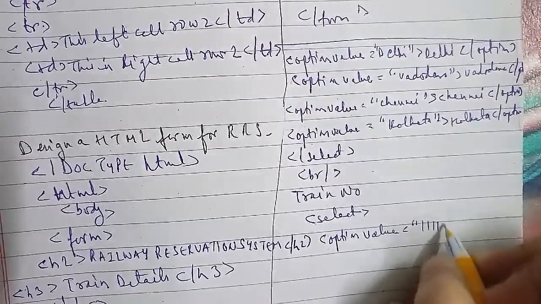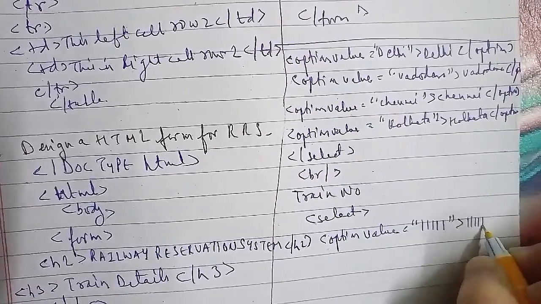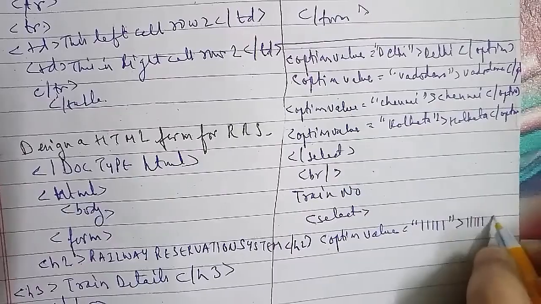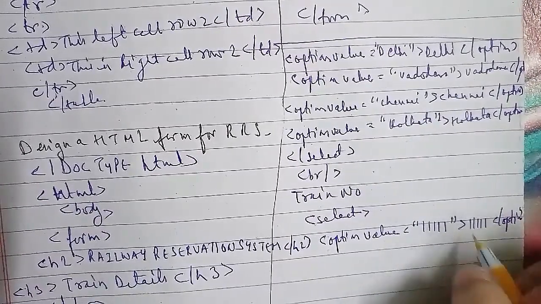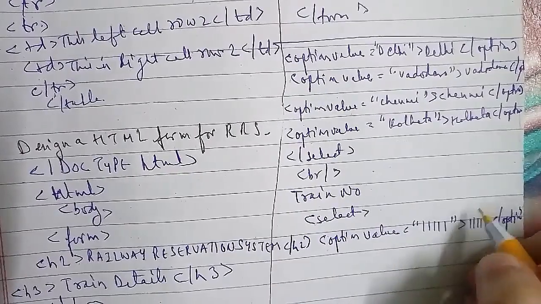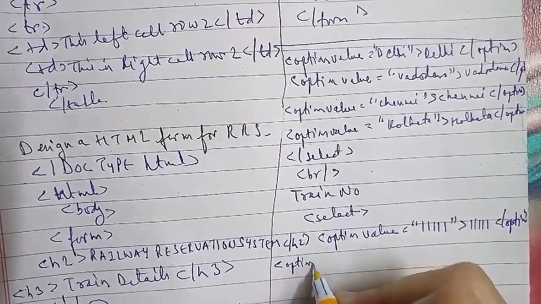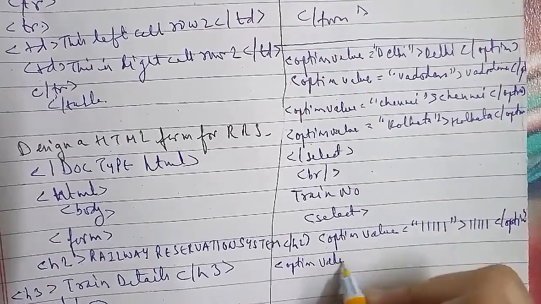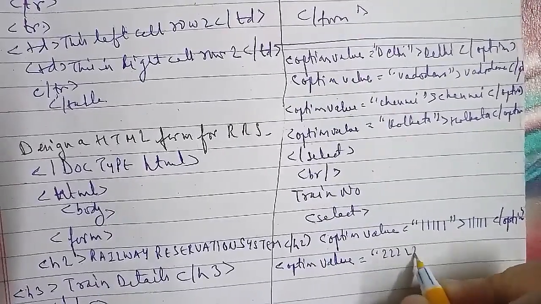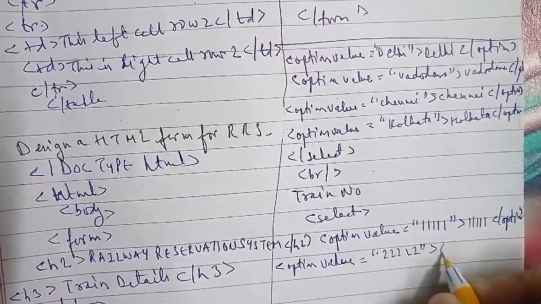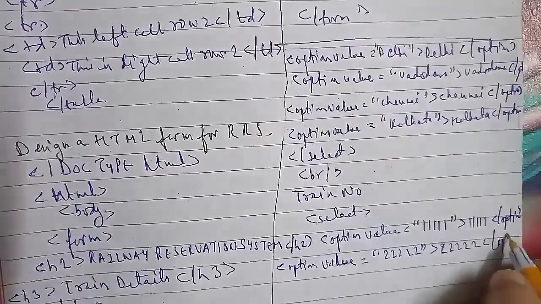Then after that again option value equals to 44444, and then option close. Okay, so this is how we will do it, so that we will get to know what we will be providing here with reference to the train schedule. And since we opened the select, we will also close the select. Then we come to the train name.